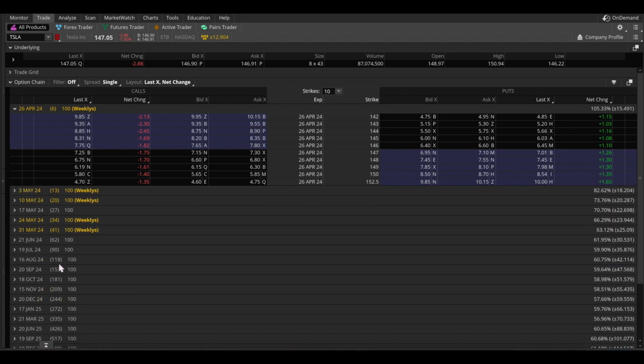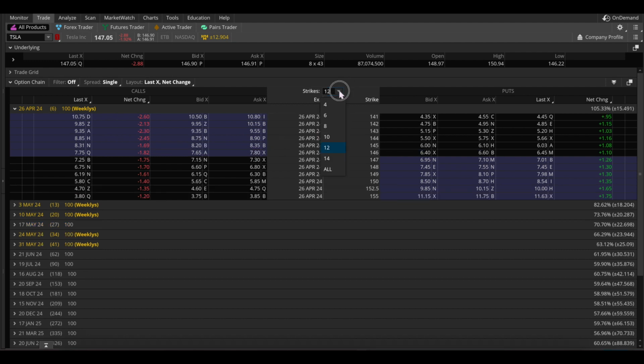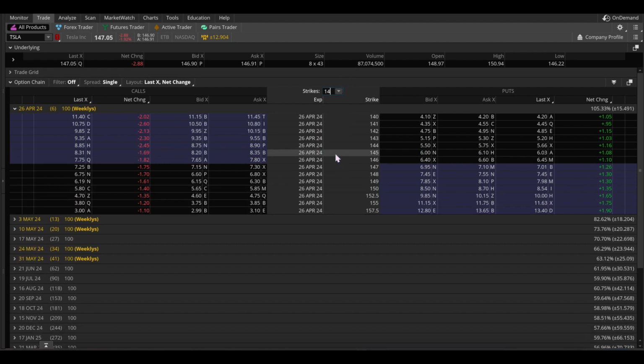So this number in parentheses tells you the DTE, which is, of course, days to expiration. Within that, I also want to focus on the fact that Tesla's stock price is 147. So again, as I mentioned, you want to stay within the money, which is the strike price. Now, I have 10 strike prices pulled up. Some people like to use, you can try 12. If 14 works better for you, you can use 14.